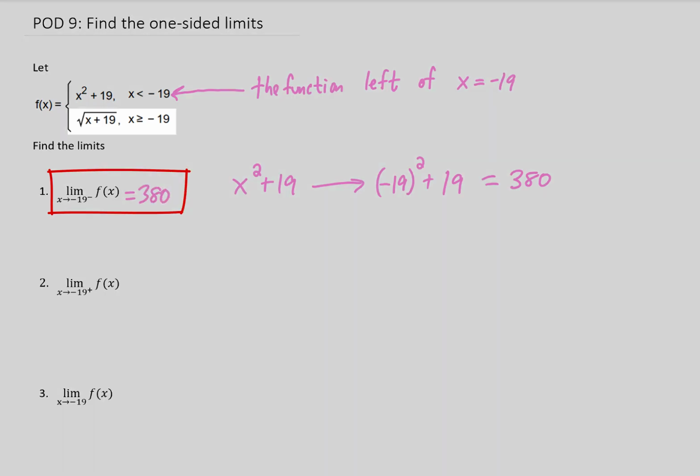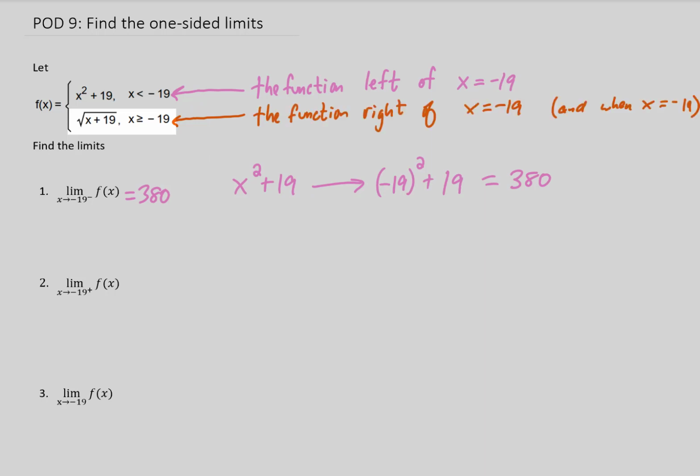Now, the other piece of this piecewise function tells us what the function does when x is greater than or equal to negative 19. In other words, what happens on the right side of x equals negative 19. This piece of the function is going to help us find the second limit. The limit as x approaches negative 19 from the right.